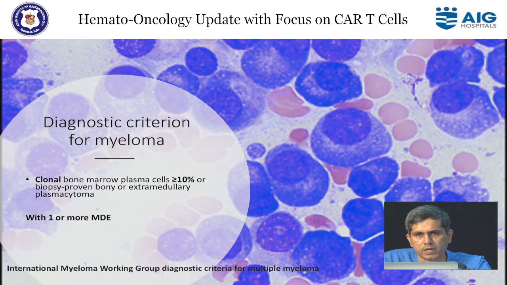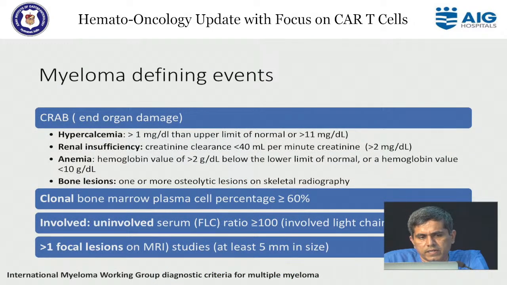define a case of multiple myeloma. The International Myeloma Working Group has put forward diagnostic criteria. When a patient presents with signs and symptoms suggestive of multiple myeloma, the diagnostic criteria used are clonal bone marrow plasma cells more than 10%, or proven bony or extramedullary plasmacytoma, with one or more myeloma defining events. So what are those myeloma defining events?